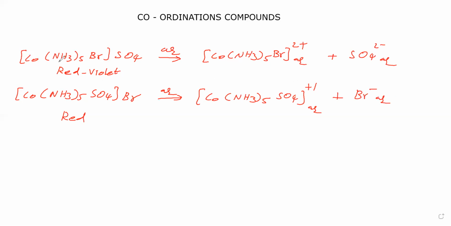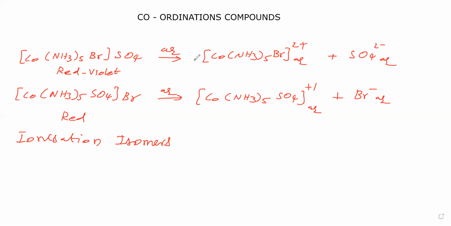So these two have the same molecular formula, but dissociate to give different ions. Therefore, these two come under which isomers? Ionization isomers. In structural isomerism, it is one type, ionization isomers. How do we say these two are structural isomers? Because the structure is different. Here sulfate is there, here bromine is there.